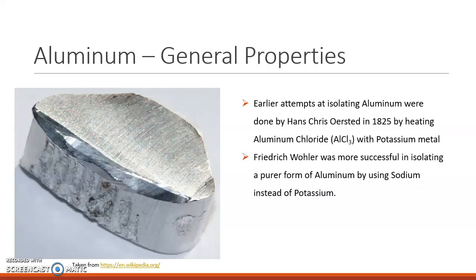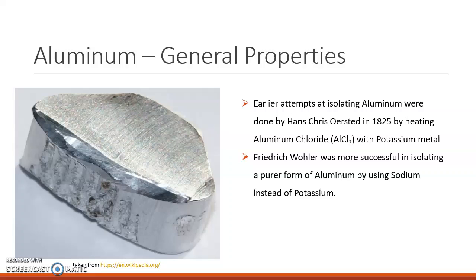The next element is aluminum. Aluminum was first discovered, or successfully isolated rather, as an ore in the year 1825 by Hans Christian Oersted by heating aluminum chloride and potassium. The first successful attempt at extracting pure aluminum 2 years prior to its initial discovery was credited to Frederick Wöhler, who used sodium metal rather than potassium during the heating process.